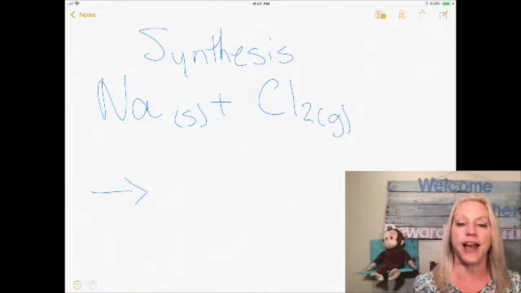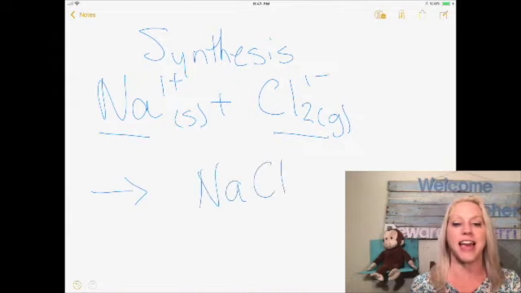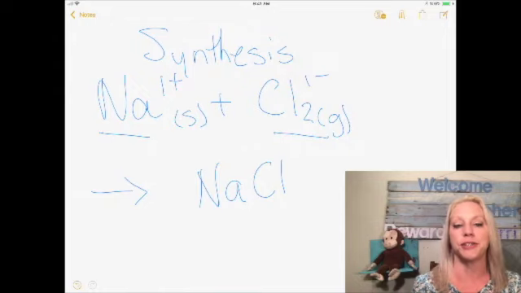In order to do this, we have to think of the charges of each of these compounds because we have a metal and a non-metal. In this case, sodium will take on a +1 charge when it becomes an ion, and chlorine will become a -1 when it becomes an ion. So our product in this case is going to be NaCl, also known as table salt.